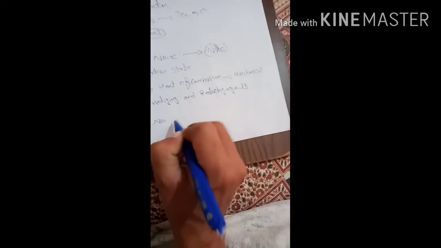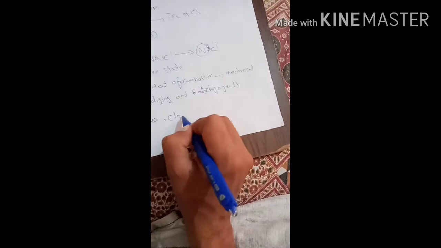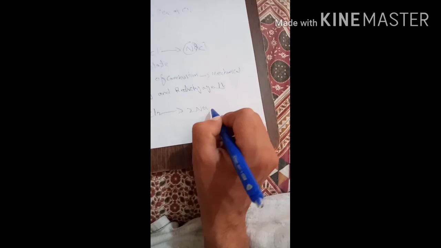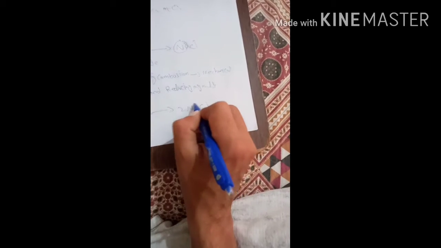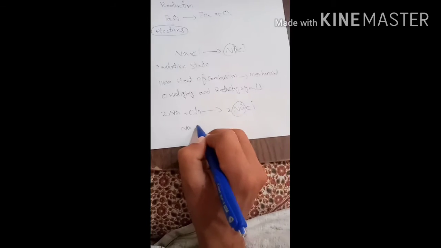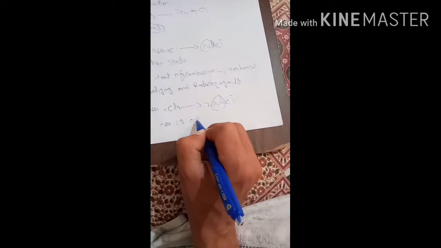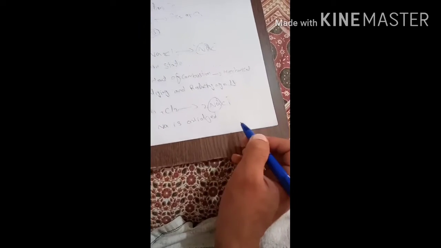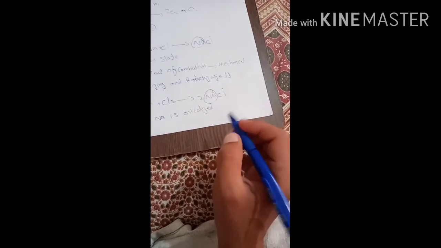In this example, when 2Na plus Cl2 react, it forms 2Na and Cl. So Na carries a positive and Cl carries a negative charge. Sodium is oxidized in this reaction. So Na is oxidized itself, so Na is the reducing agent.